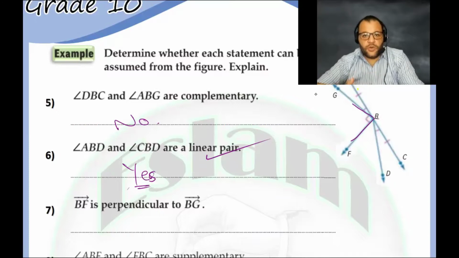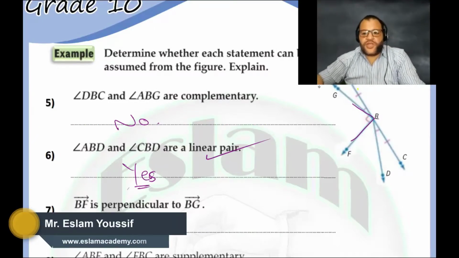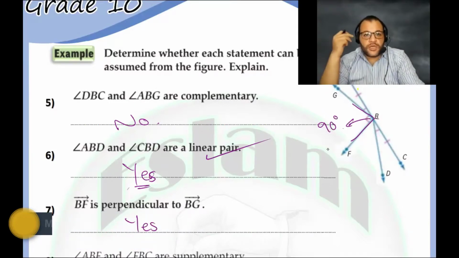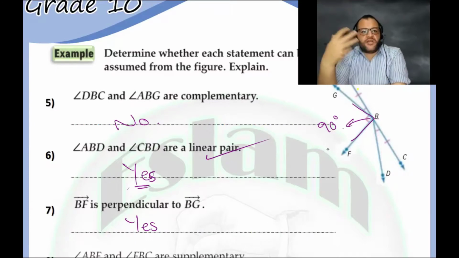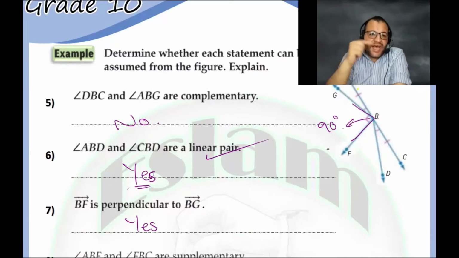Is the angle which lies between them equal to 90? Yes, it means they are perpendicular. How do we know that? Because the angle which lies between them is equal to 90 degrees. That's how to understand the graph. I give you another way. What will you know from the word perpendicular? There is an angle between the two lines equal to 90 degrees. They are perpendicular.